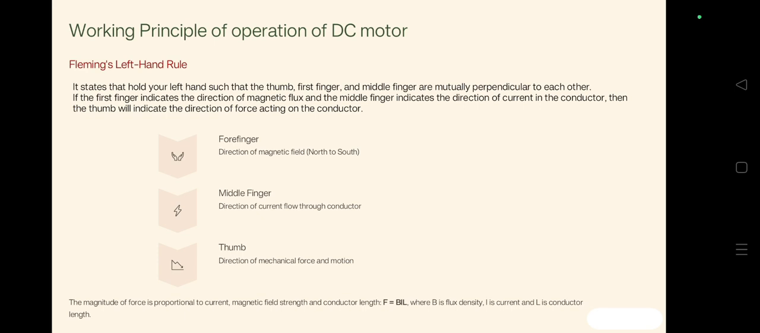According to Fleming's left hand rule, the first finger shows the direction of magnetic field, north to south. Middle finger shows the direction of current. Thumb shows the direction of force or motion. All three fingers should be mutually perpendicular. This rule helps to find the direction of rotation of the DC motor.